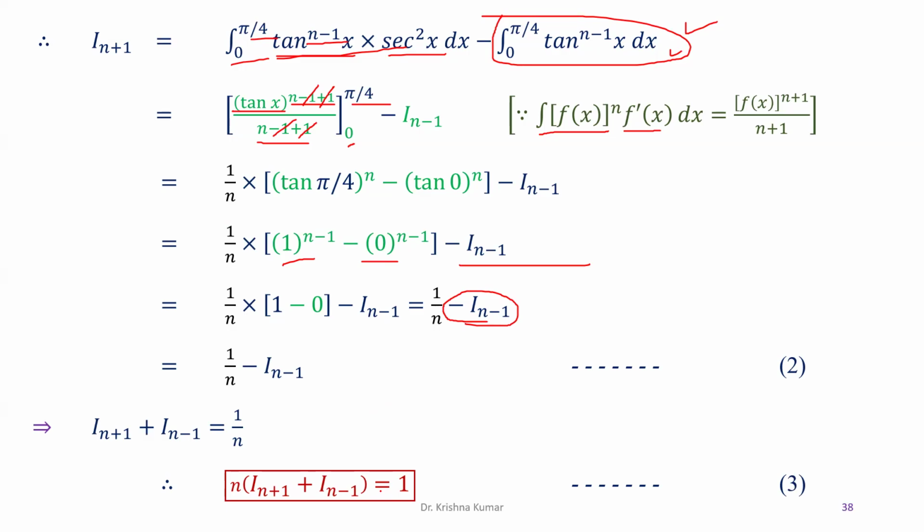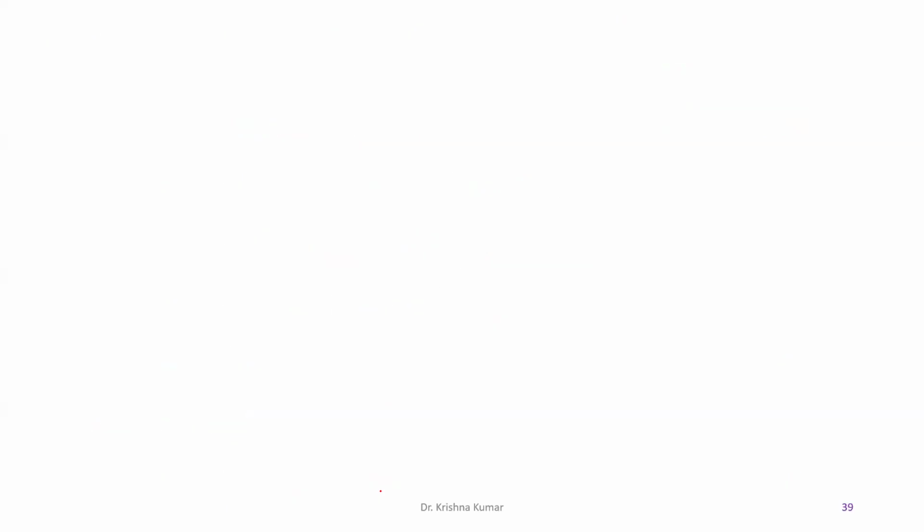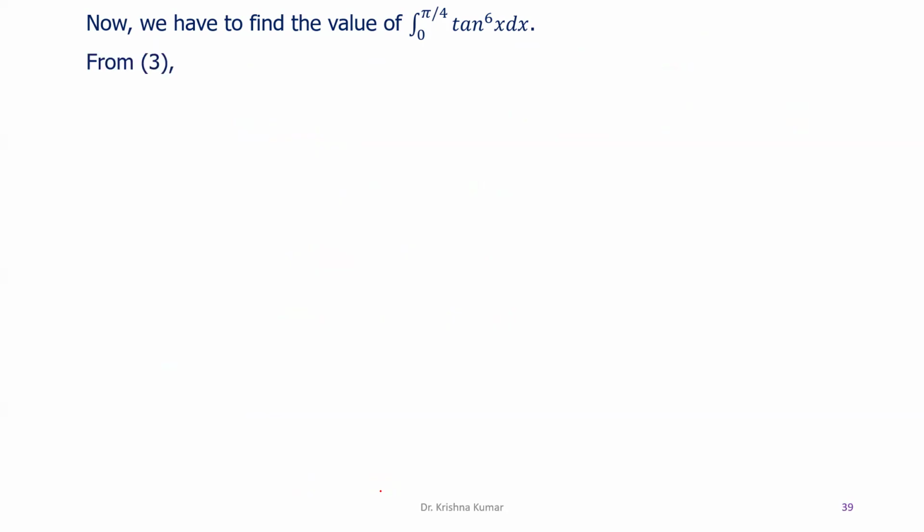Now let us find out the specific value of the integral of tan^n x dx when n equal to 6. Now we have to find the value of the integration of tan^6 x under the limit 0 to pi by 4 with respect to x. From equation number 3, we have I(n+1) is equal to 1 upon n minus I(n-1).